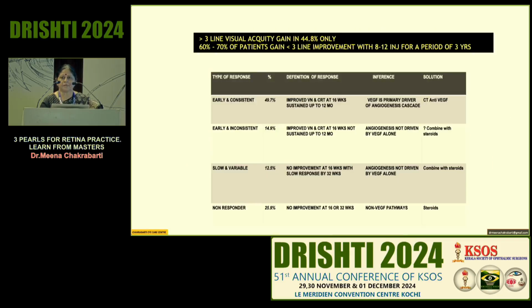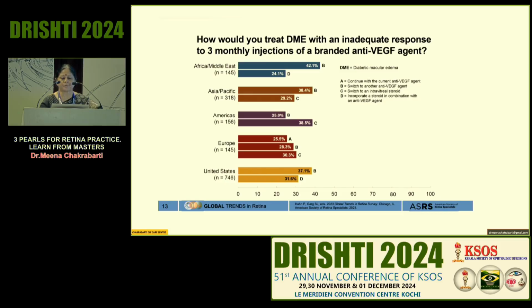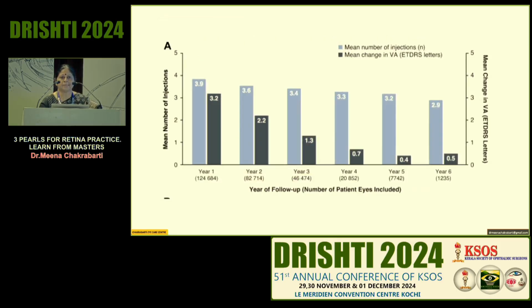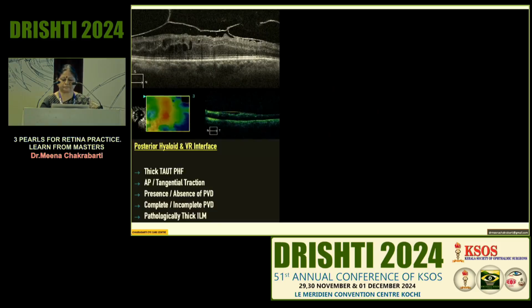Only 49 to 50% of the patients are early and consistent responders, and we have poor responders who will either require continued therapy, switch to another anti-VEGF agent, switch to an intravitreal steroid, or a combination of both. It is left to your choice and decision as to what you should do. But please bear in mind that the first 2 years are the period where maximum response can be obtained. Subsequently, the visual results taper off.